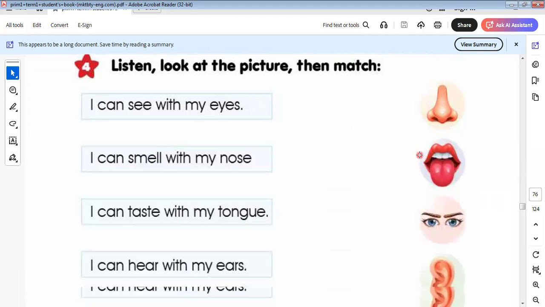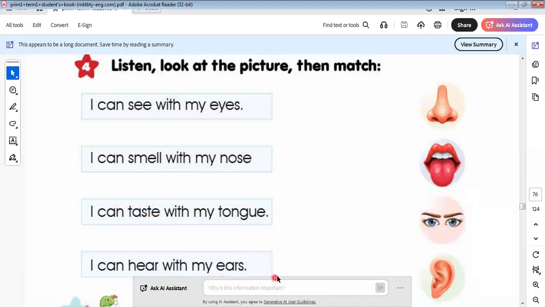So here we have senses, and we have a sentence that refers to each one. I can see with my eyes, so I select eyes by this one. I can smell with my nose, which one is nose? This one by this one. I can taste with my tongue, which one is tongue? This one by this one. I can hear with my ears, this one by this one.